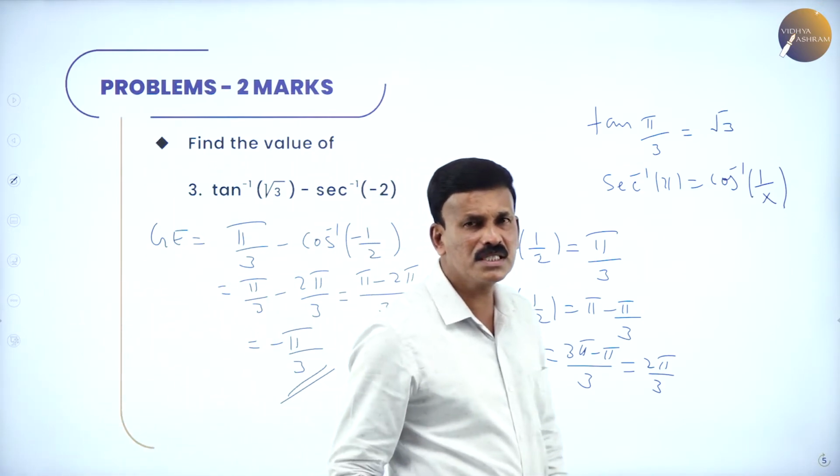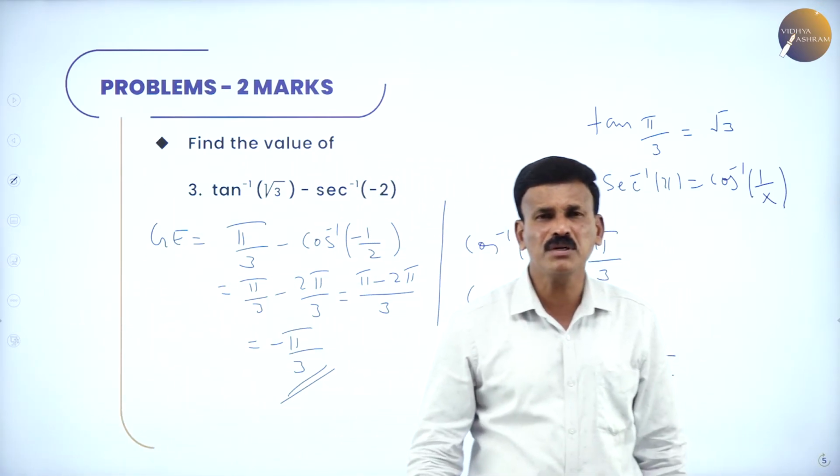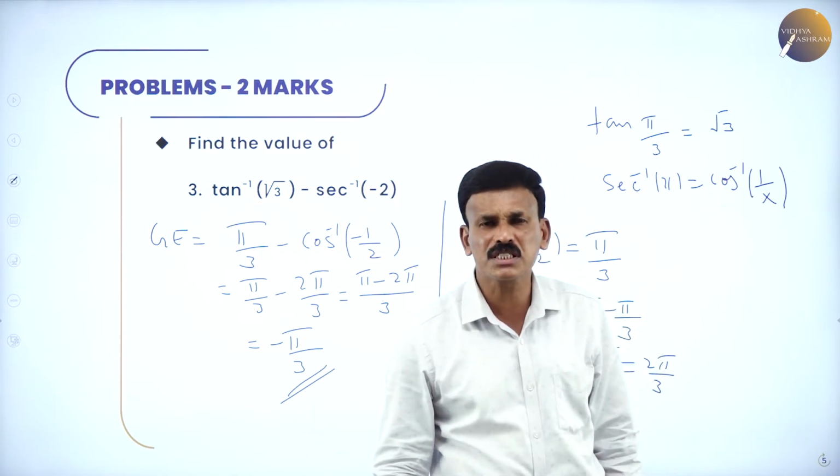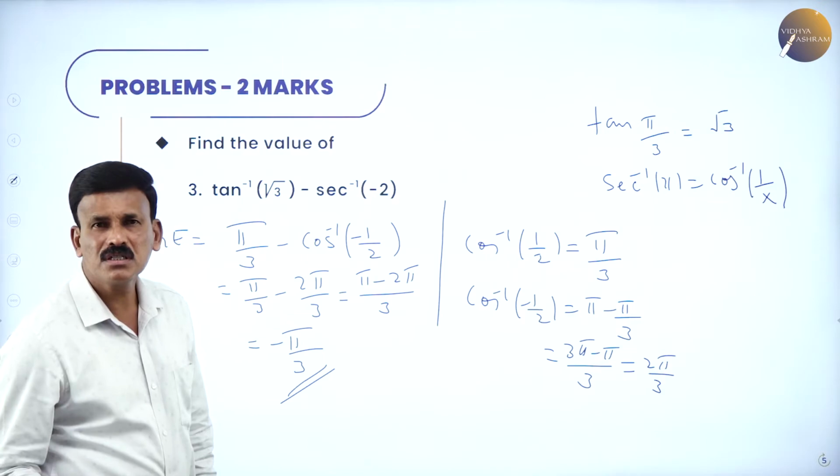Very easy. Once you know the trigonometrical ratios of standard angles 0 to 90 degrees, you can easily solve this type of problem. Let us come to the next problem.